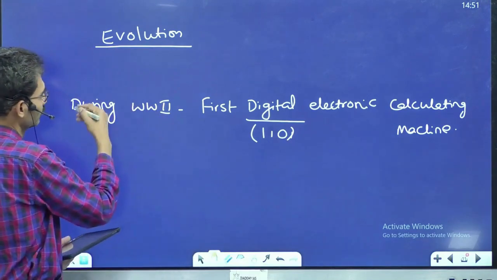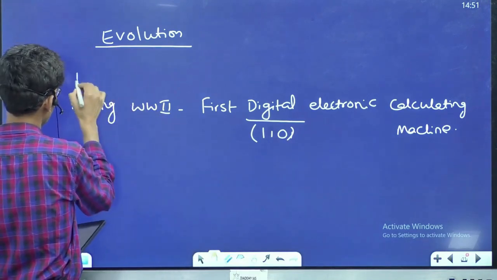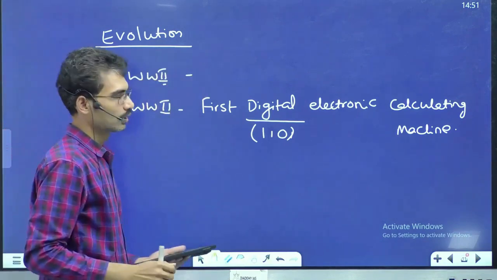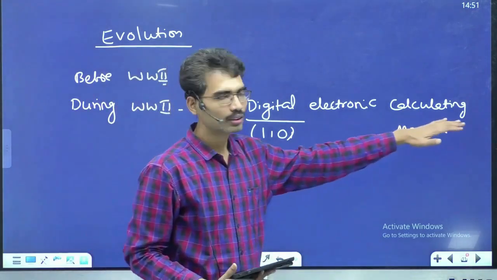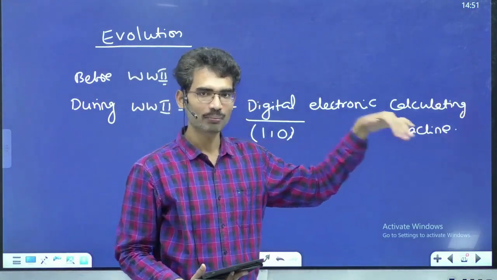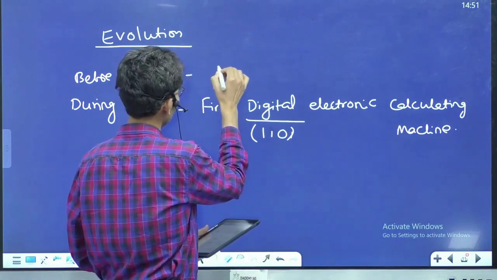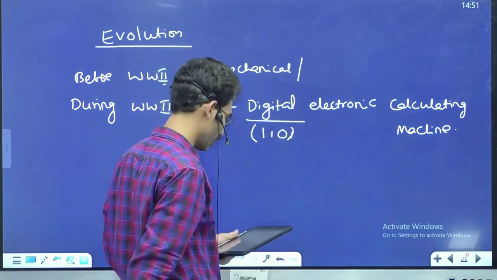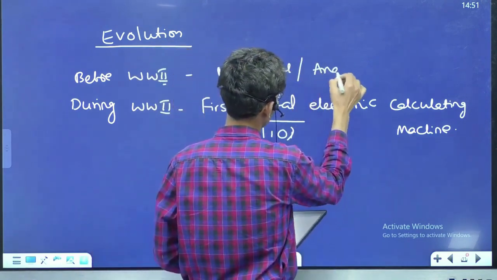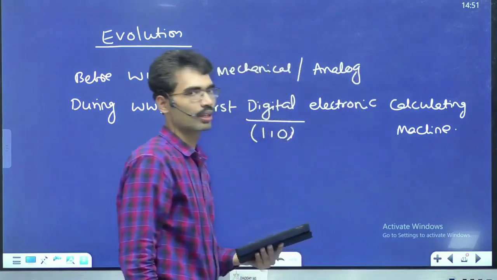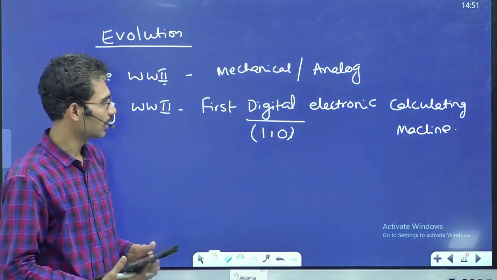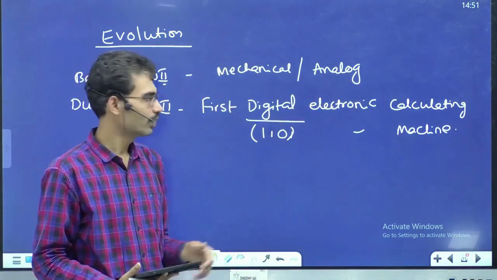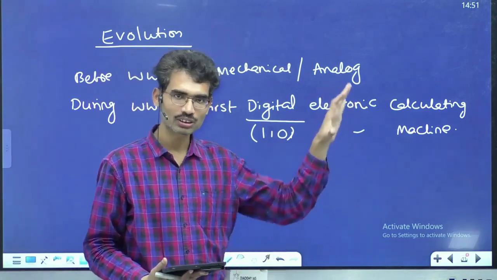But before that, before the Second World War, there were some kinds of machines. Computers were there, machines were there, but they were mechanical or analog. Analog computers, analog electronic calculating machines. When it comes to analog, you will not have either ones or zeros. Values will keep on changing continuously.